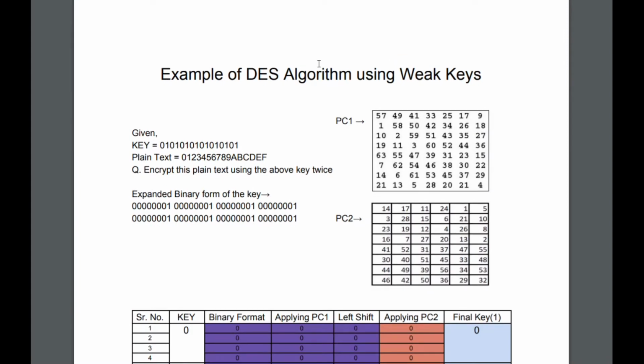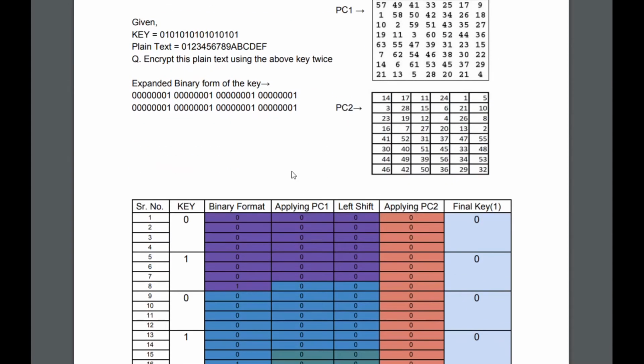The given key is alternate zeros and ones. Our plain text is 0, 1, 2, 3, 4, 5, 6, 7, 8, 9, A, B, C, D, E, F. We have to encrypt this plain text twice to see what the result is. We are given a PC1 table and a PC2 table. This is the expanded binary form of the key.